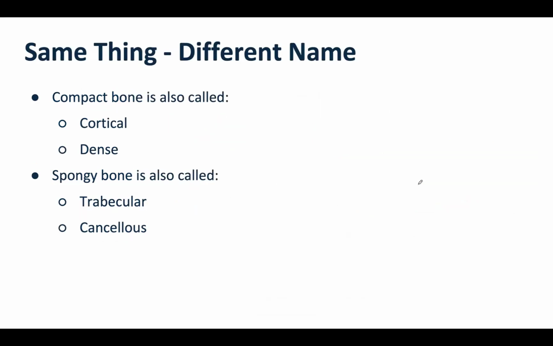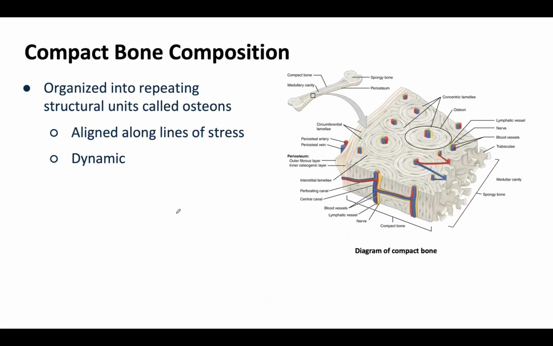Before I get into the finer details of the organization of compact and spongy bone, I do want to note a few other names you may hear. Compact bone is sometimes referred to as cortical or dense bone, whereas sometimes you'll hear trabecular or cancellous bone rather than spongy bone. I will be using compact and spongy for the rest of the discussion and for the assessment, but wanted to note that these are some pretty frequently used names for the same thing. So just in case you hear that.